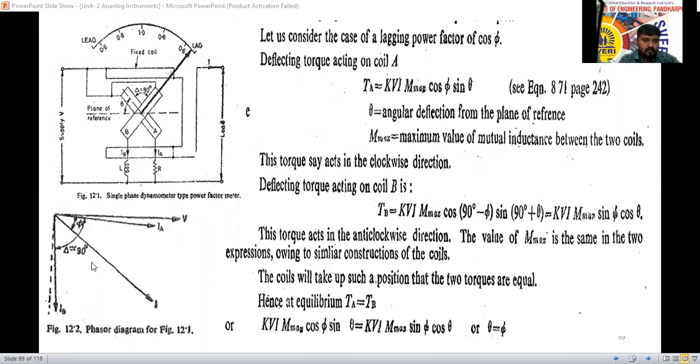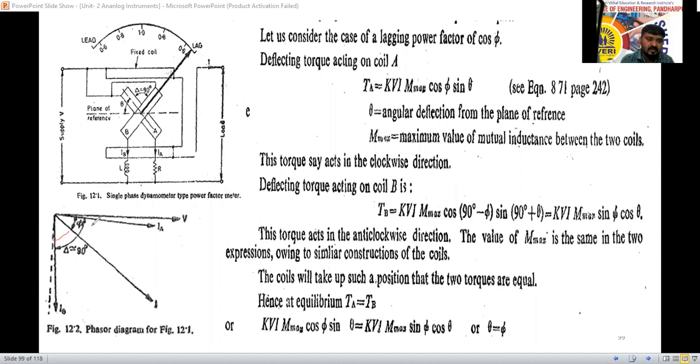Yes, what is the angle between IB and I? See here, TB equals KVI Mx, we have written as it is. Here cos phi is there, because the deflecting torque related to coil A, that is IA to I, the angle was phi. But I am asking the question, what is the angle between this one here? What is the angle here now?